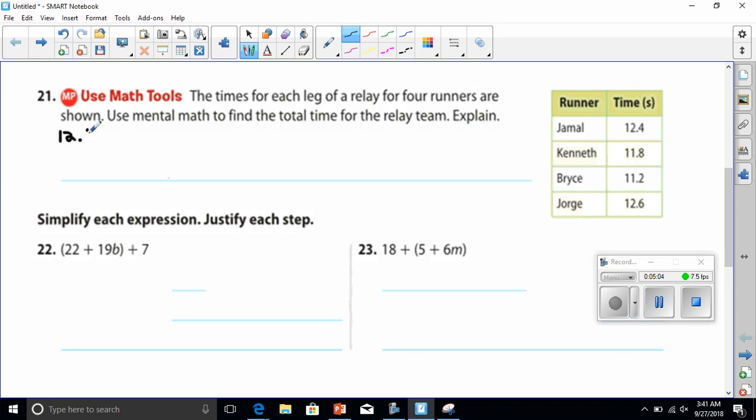12.4, which is Jamal's run, added to 12.6.